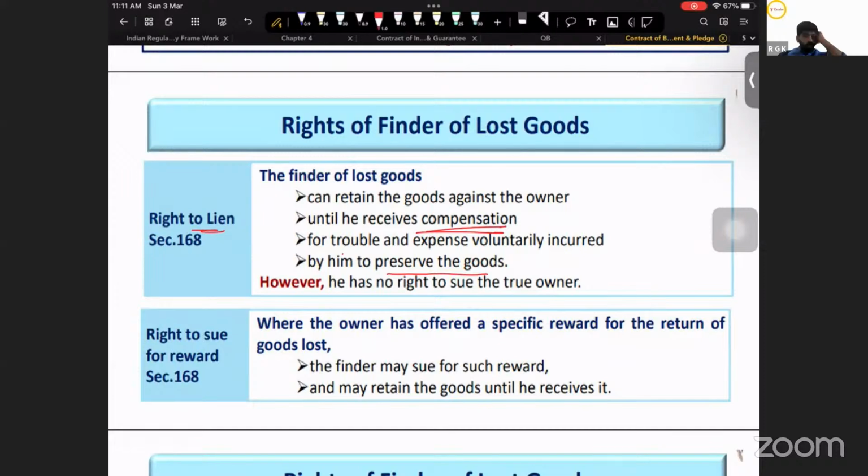However, where the true owner has declared a reward, any person who finds these goods will be rewarded. If such a reward is announced by the true owner, then the finder may sue for such a reward and may retain the goods until he receives it. If there is any specific reward amount announced, he can retain the goods as well as sue the true owner until the true owner gives the reward amount. He has all the right to retain the goods.